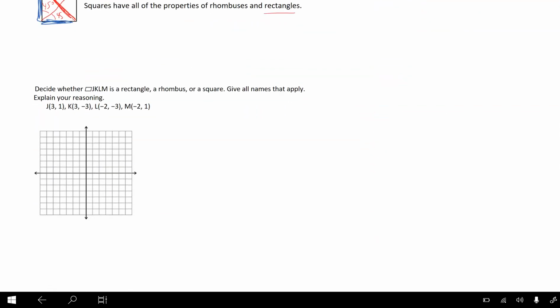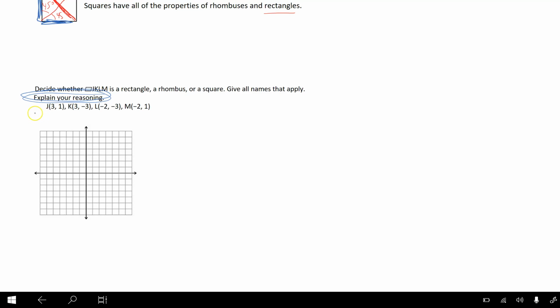Okay, we're going to see some questions that look like this. Decide whether JKLM is a rectangle, a rhombus, or a square. Give all the names that apply, and explain your reasoning. This was a big one on the homework we had trouble with last time. When they ask you to explain your reasoning, you want to be sure that you're giving complete sentences. You're not just writing down the mathematics.